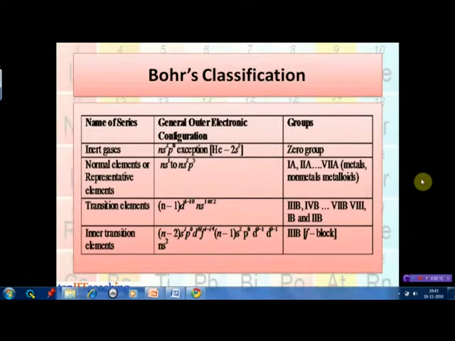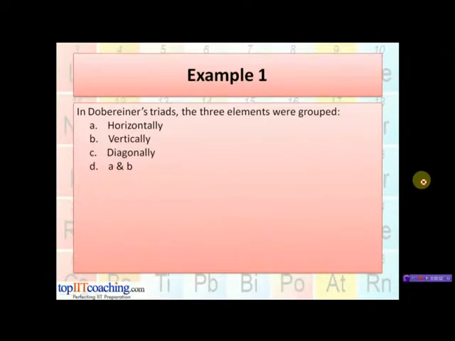This table gives a broad idea about Bohr's classification. The first group is the inert gases, which consists of helium and zero group elements. The second is the normal elements or representative elements, which consist of s block elements and p block elements except the noble gases. They consist of metals, non-metals, and metalloids. The third group, that is the transition elements, belongs to the d block, and the inner transition elements has f block elements.